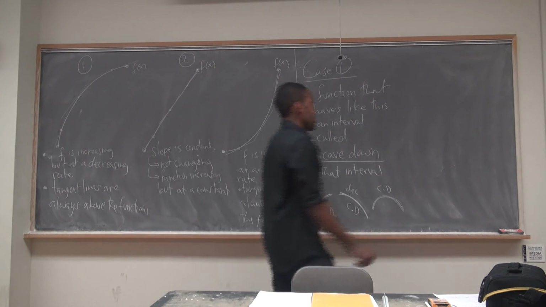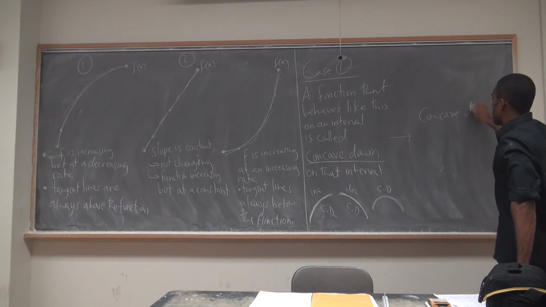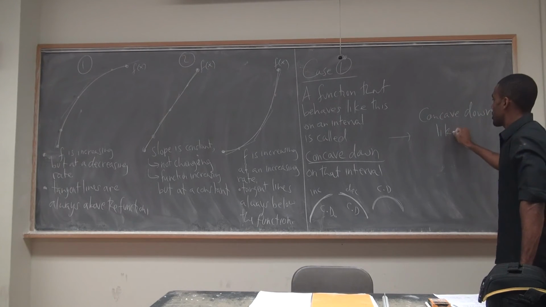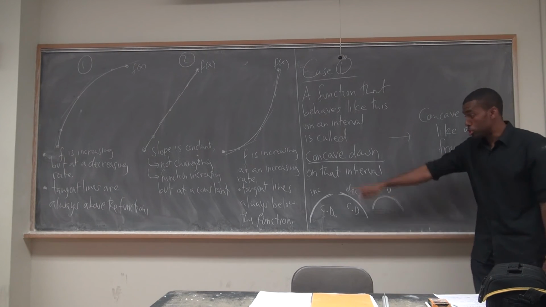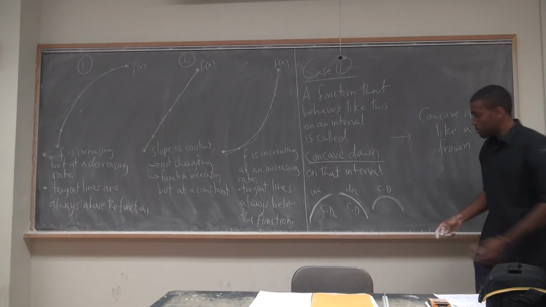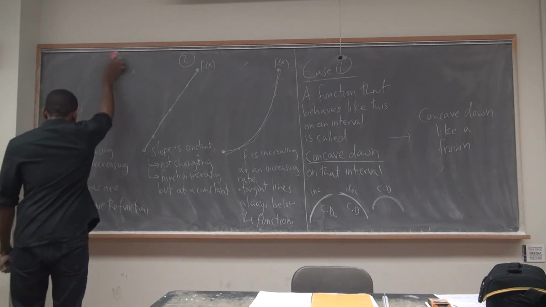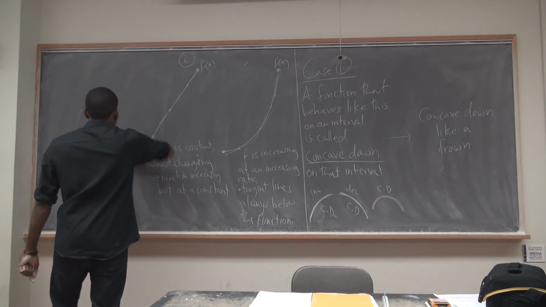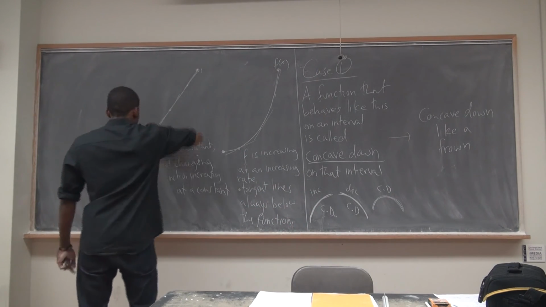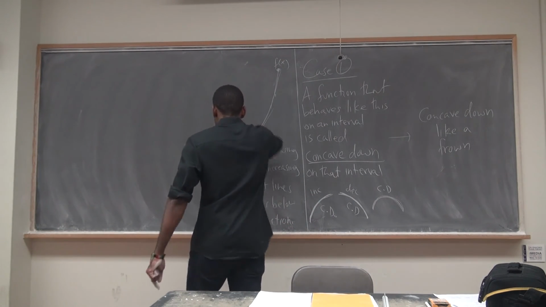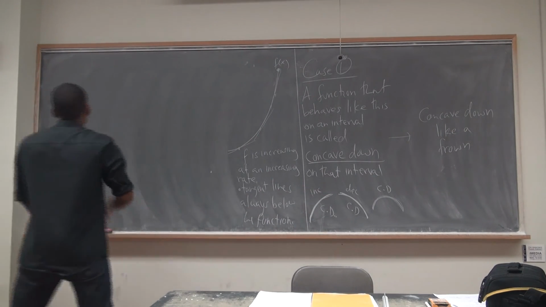How do you want to remember it? Concave down, like a frown. You're down. You shouldn't smile. So concave down, down like a frown. Geometrically, what it means is that our graph is shaped like a frowny face. If we're not worrying about applications or interpretation here, how the graph is shaped is called its concavity.